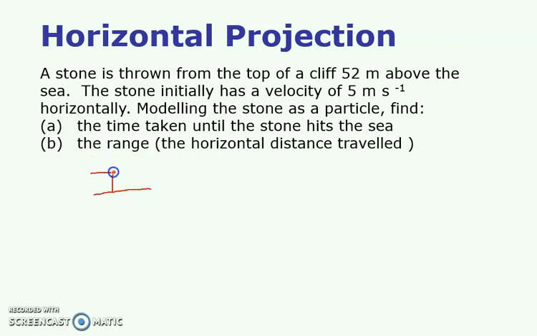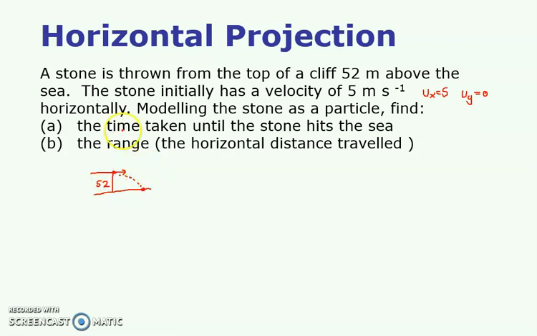It's thrown from the top of a cliff 52 meters above the ground. And it's thrown with an initial speed, it says, of 5 meters per second horizontally. This means ux equals 5, but uy has got no component at all. It is thrown initially straight across. The ball obviously will start to drop and it will hit the deck around there somewhere.